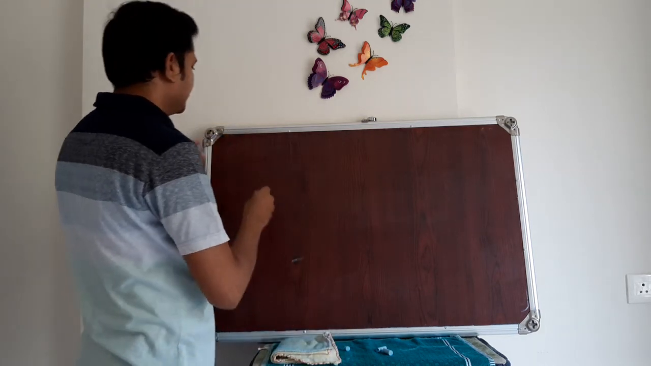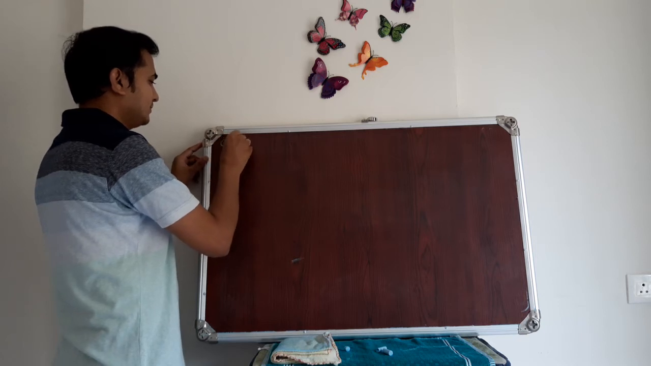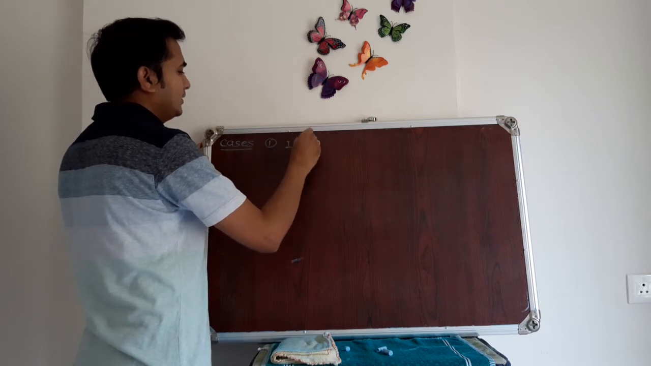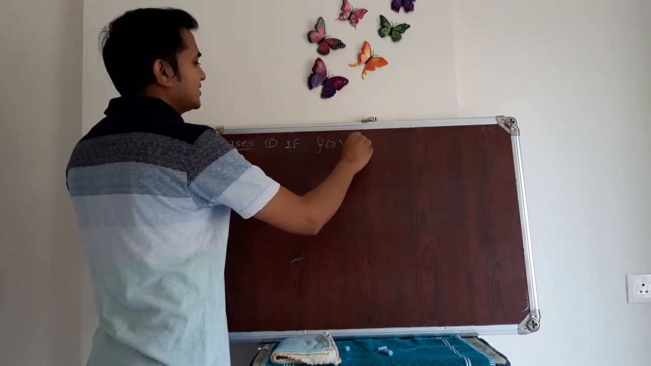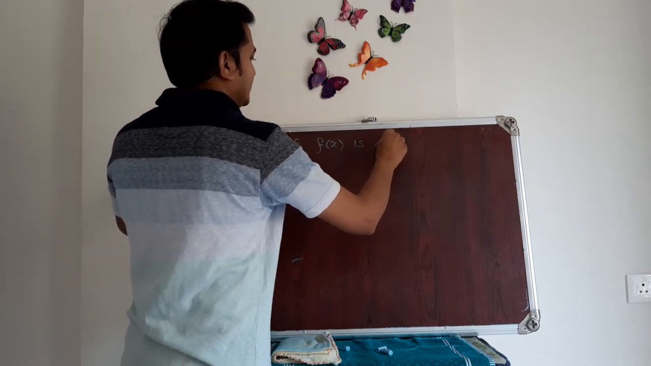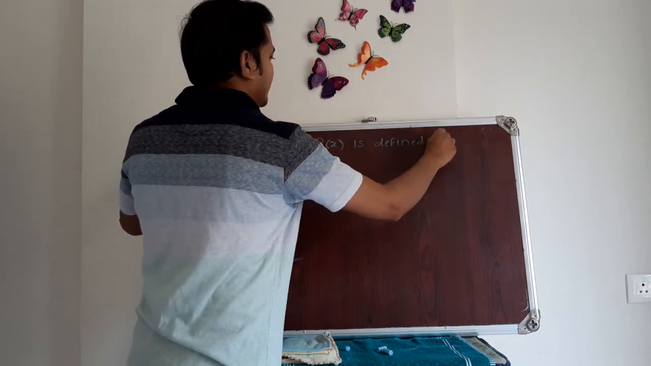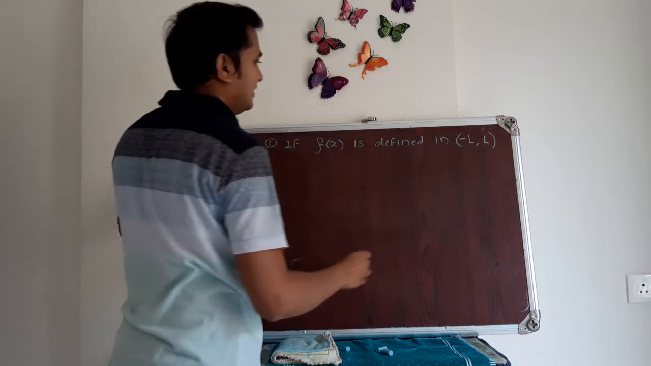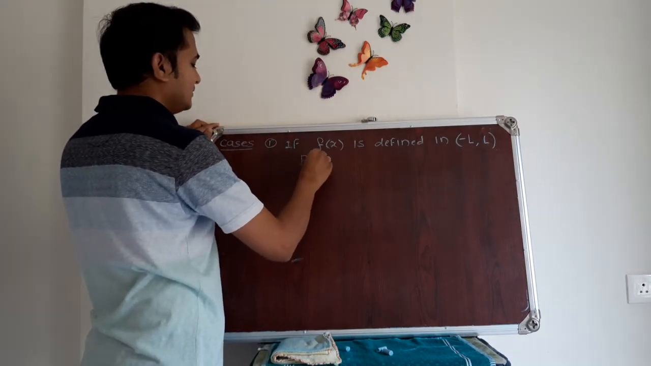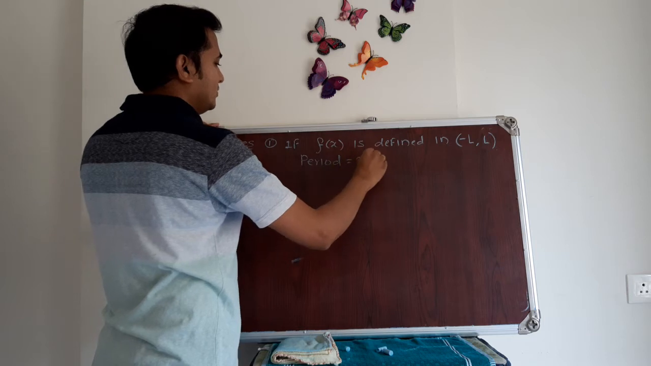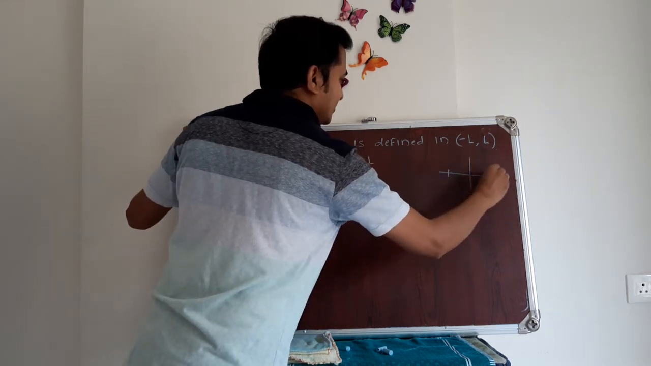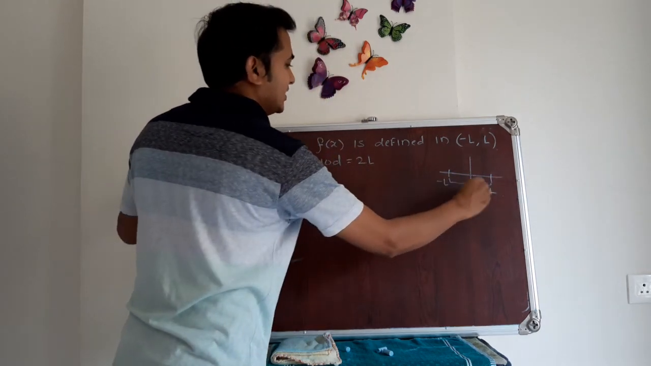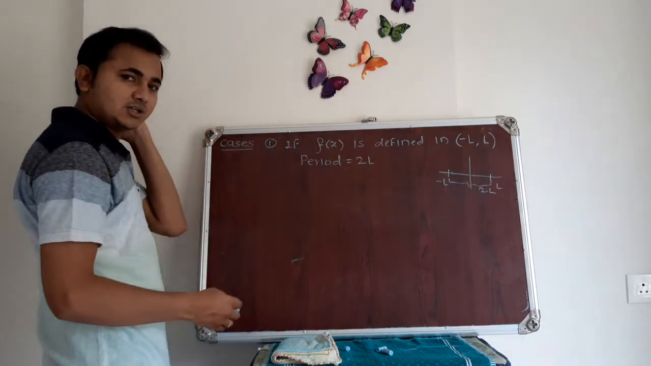Okay, so cases. If f of x is defined in minus L to L, the period is 2L. You can see here it is minus L, here it is L, so the total period is 2L.